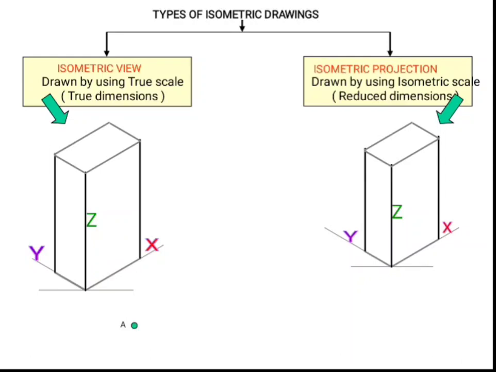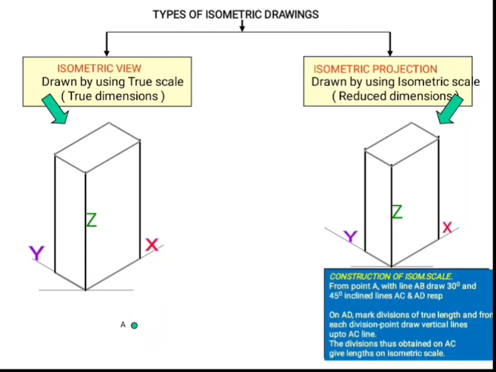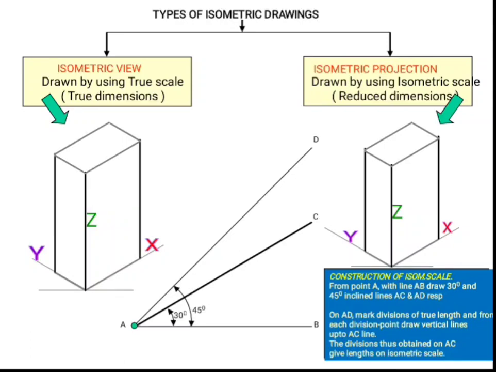So first of all, mark a point A, and from point A line AB is constructed. A 30-degree line is drawn and it is named as AC, and a 45-degree line is drawn and it is named as AD. On AD, you can mark the dimensions, and now you can draw the vertical lines through these points 0, 1, 2, 3 and 4, like this. The divisions thus obtained on line AC represent the isometric length corresponding to the dimensions marked along the AD.